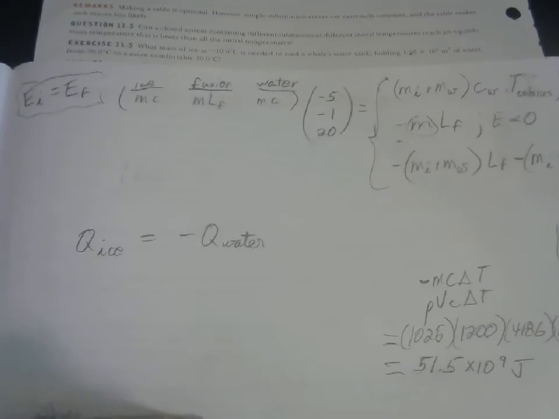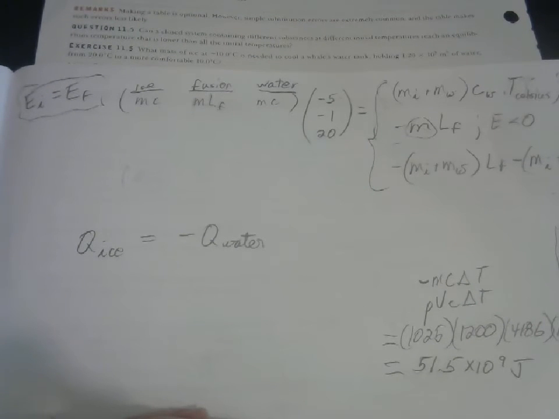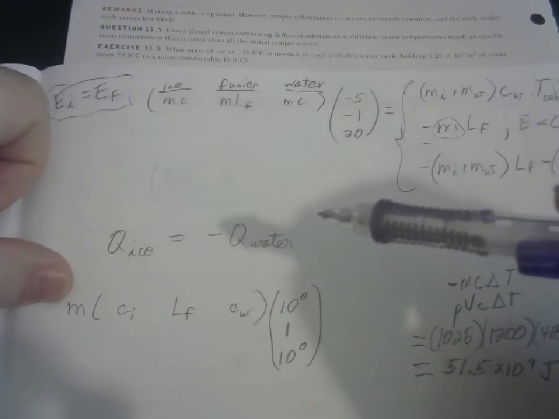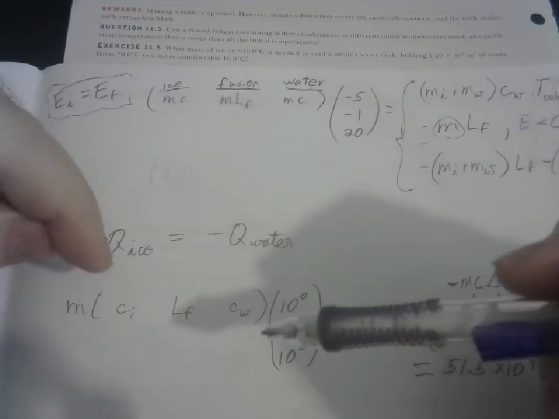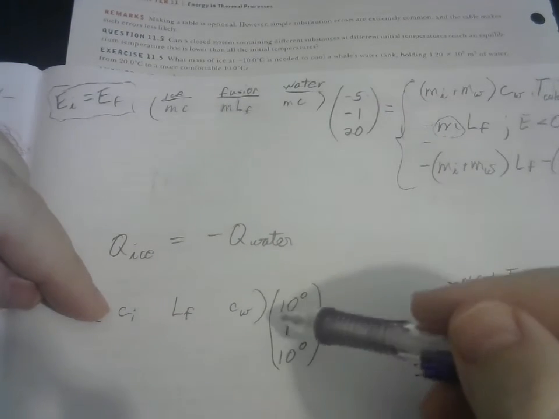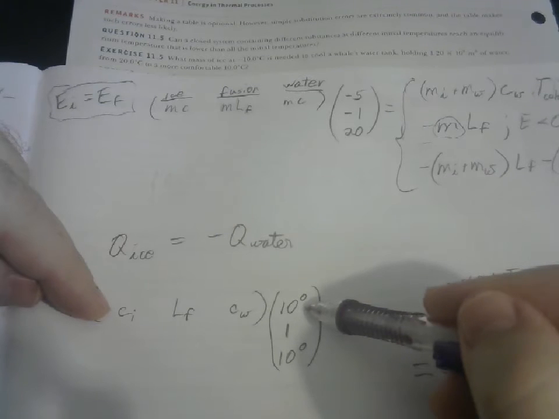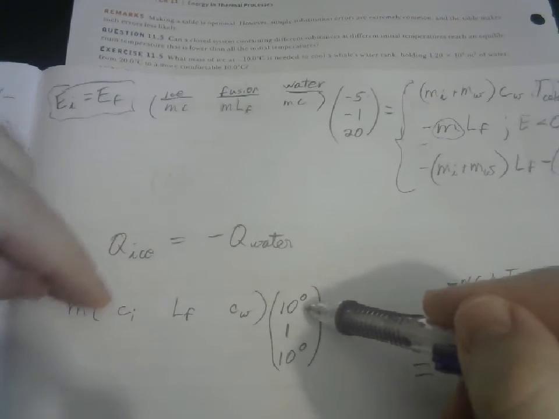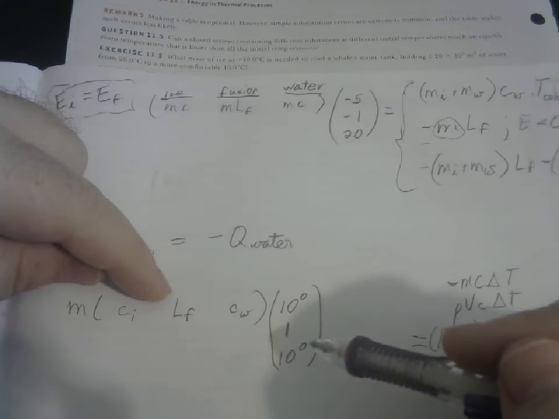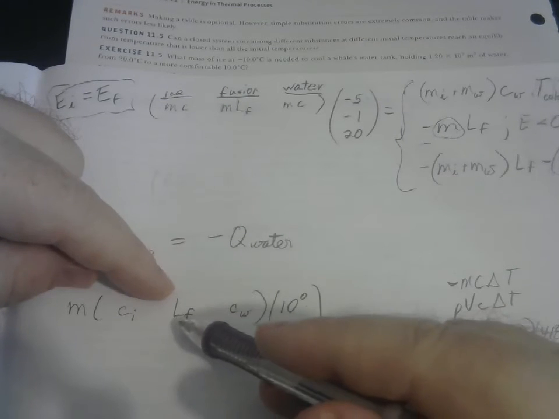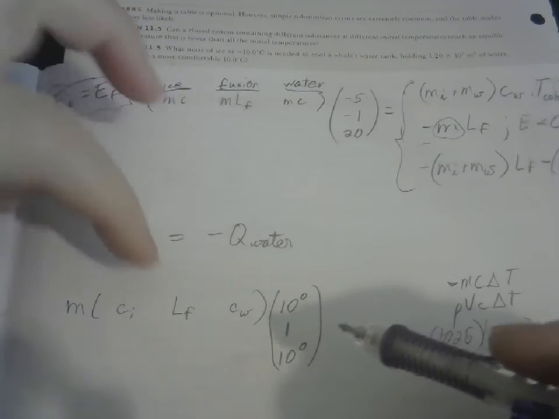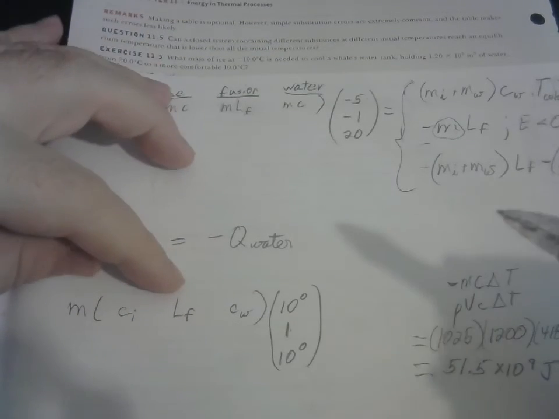On the other side, we're going to have all of these things happening to the ice, but it's going to be the same mass throughout the time. It's going to have the specific heat of ice going up by 10 degrees from negative 10 to 0. And then it's going to have the latent heat of fusion. So it's not changing any temperature there. So it's just mass times the latent heat of fusion, and I multiply it by 1.